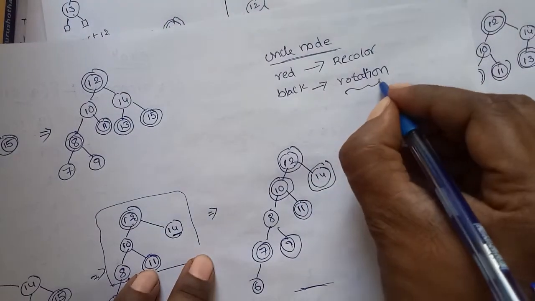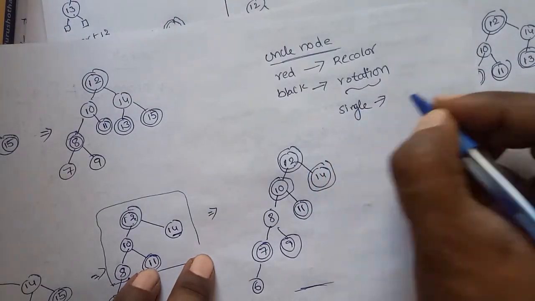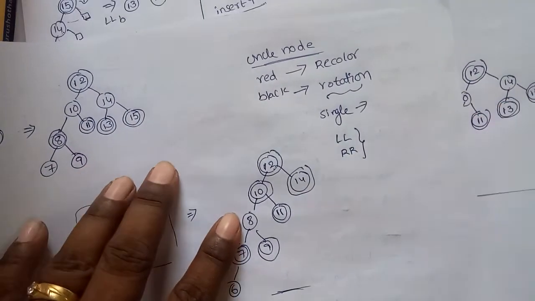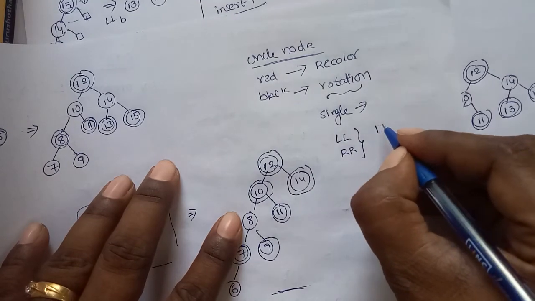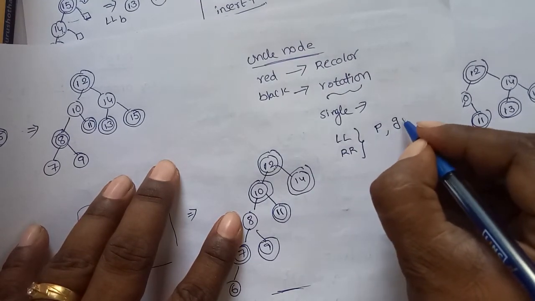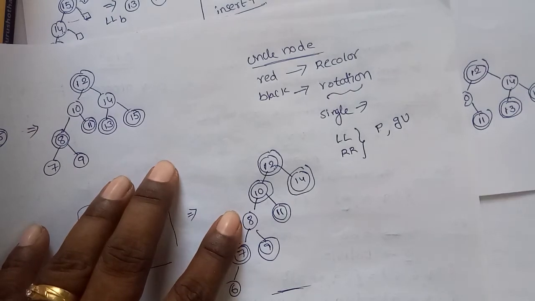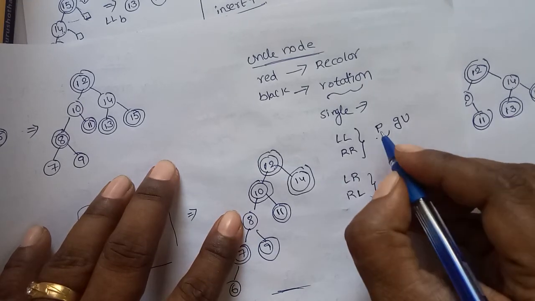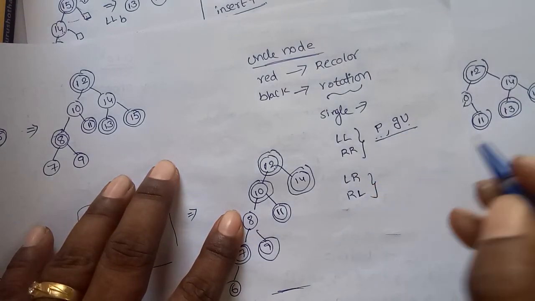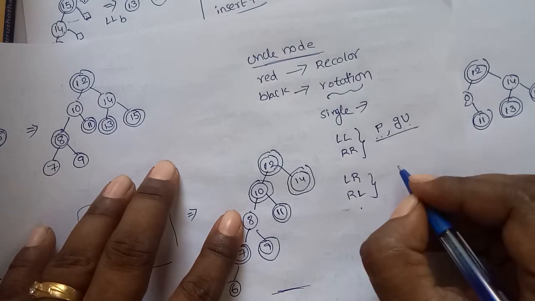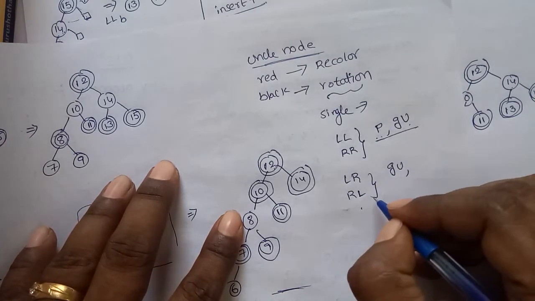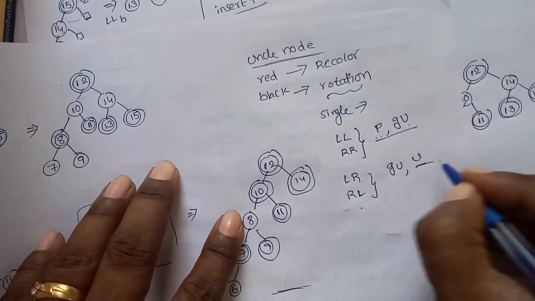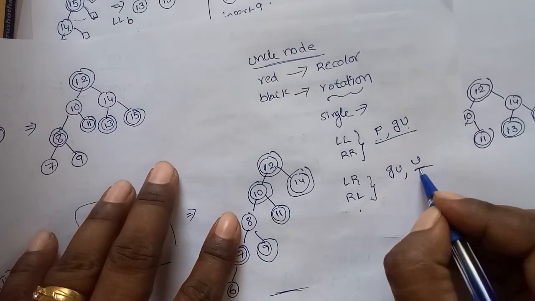In rotation operation, if you are using single rotation, that is the left of left and right of right case, after rotation change the color of the parent and grandparent. Suppose in LR or RL rotation, that is double rotations, after double rotation change the color of the grandparent and the inserted node.